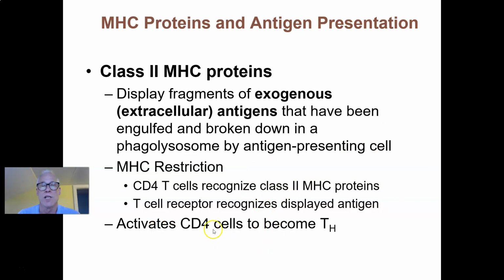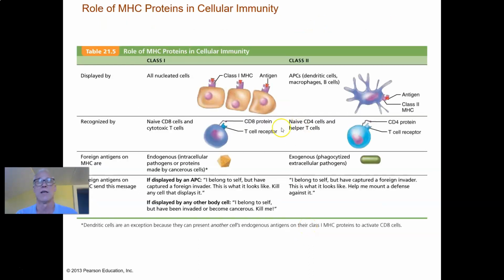And MHC class 2 is what's recognized by CD4, and that CD4 activation or T cell receptor activation is going to produce an activated helper T cell. Here's a little cartoon or a table sort of reviewing all these things. Class 1 MHCs are found on all the body cells, all nucleated cells, and red blood cells, of course, have no nucleus, so they're not in that group.